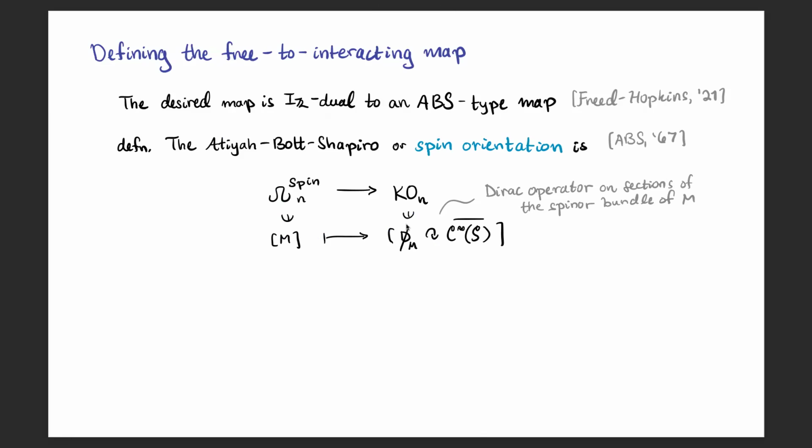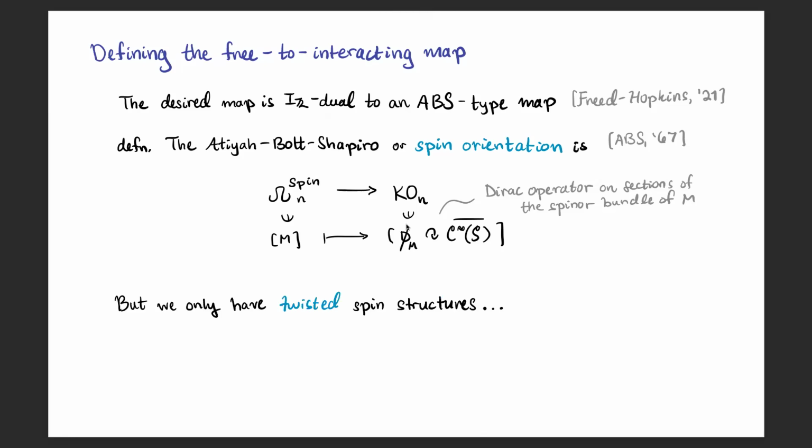There's many different ways to phrase this, but one way is to say if I take a spin manifold M, I can form its spinor bundle, I can form the Dirac operator acting on sections thereof, and this will give me here a K homology class. I can also phrase it in terms of K-theory, not dualized. And so this will get me from spin bordism to K-theory.